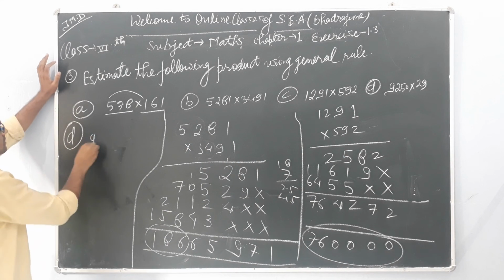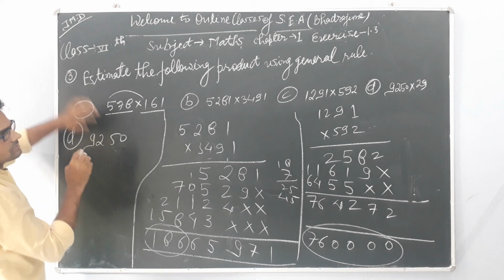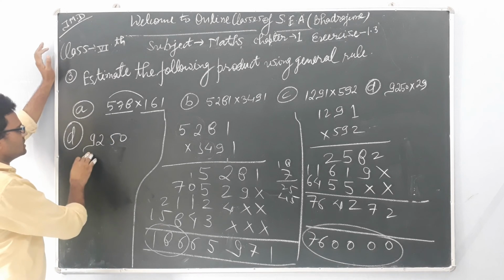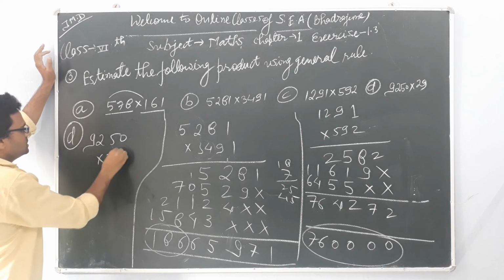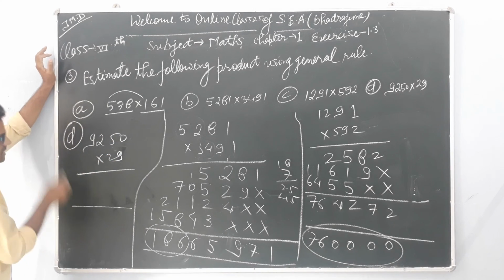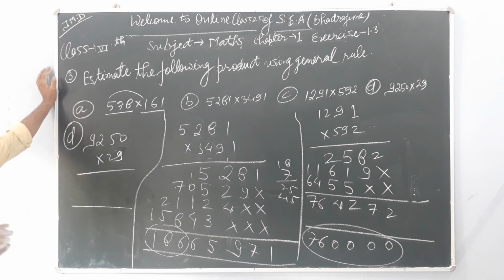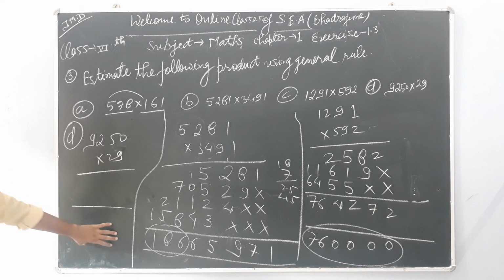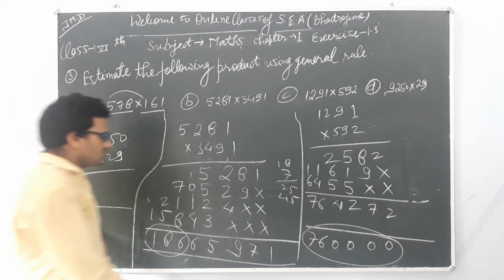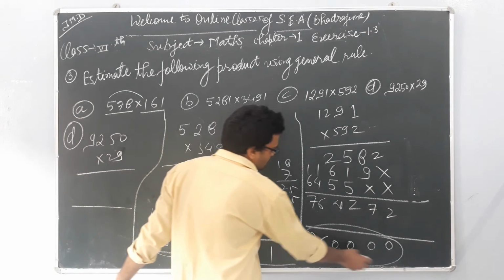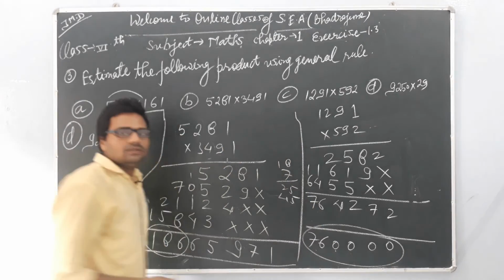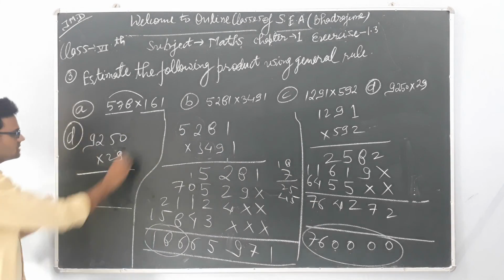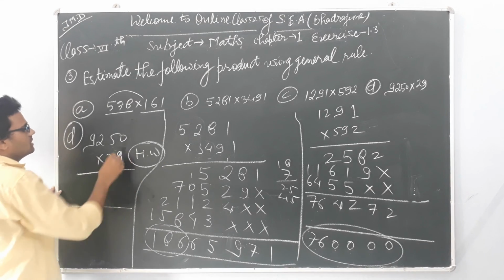But our next problem is 9250 multiplied with 29. So this multiplication I am just leaving for you, because I think this is very simple, and our approximation will be, we will take our first 2 digits like this, and the rest of the digits should be 0. Okay, so this is homework, and this is also an example.